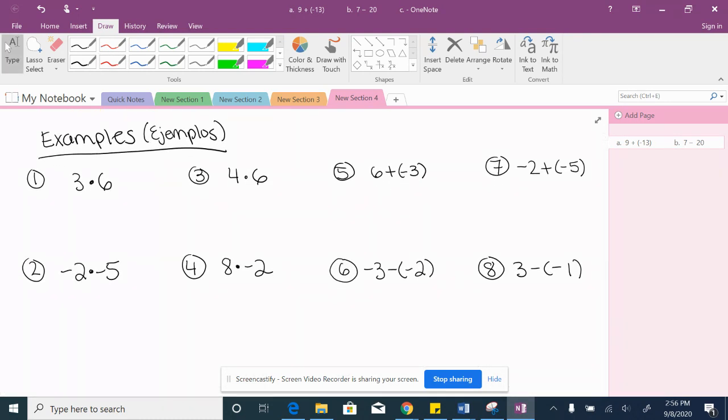Here are some examples. Aquí son algunos ejemplos. -3 times 6. Here we have one negative. Aquí tenemos un negativo. So the answer is negative. Entonces la respuesta es negativa.